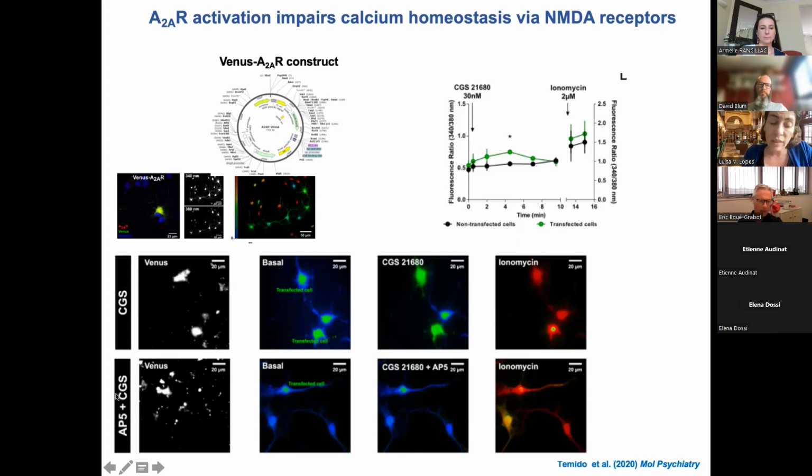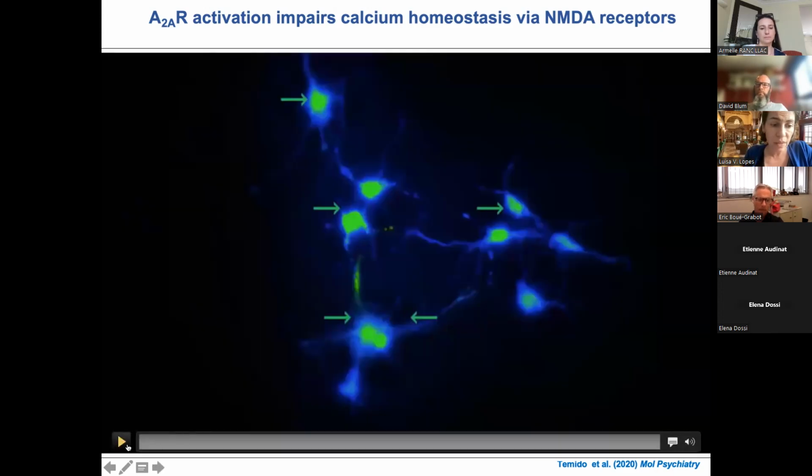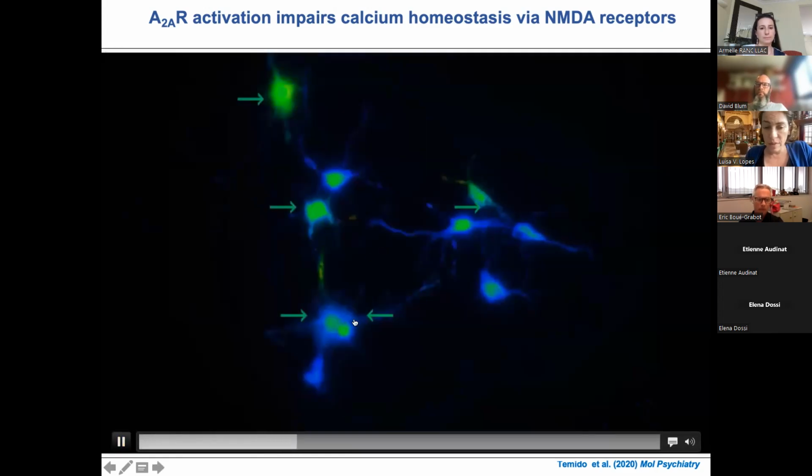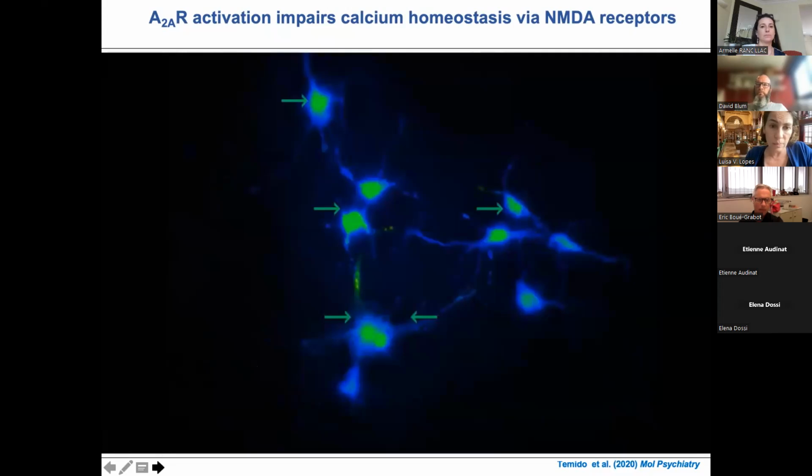More importantly, this is blocked if you block the NMDA receptor. So somehow this tells you that there is an entry of calcium mediated by A2A receptors that is through NMDA receptors. And this is just a video for you to see what I'm saying. I hope you can see it. This is a non-transfected cell. And if you look into a transfected cell, you see a much greater calcium increase in the neuron in which the A2A receptor is being activated.